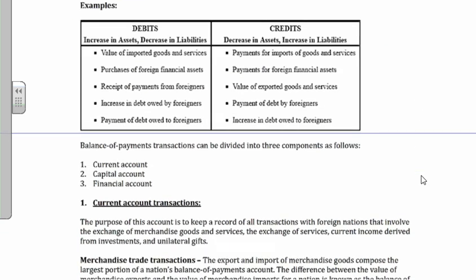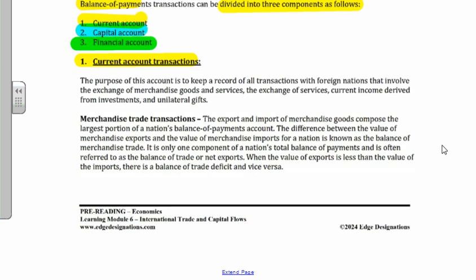What is important is that the balance of payments is divided into three separate components: current account, capital account, we'll talk about that, and then the financial account. And they have a balance. So what we're going to notice is that if one of them is in deficit, and we'll talk about why it is in deficit, the other one will be in surplus. We talk now about current account transactions. The purpose of the current account is to keep a record of all transactions with foreign nations that include what? Exchange of goods and services, current income derived from investments, as well as unilateral gifts.